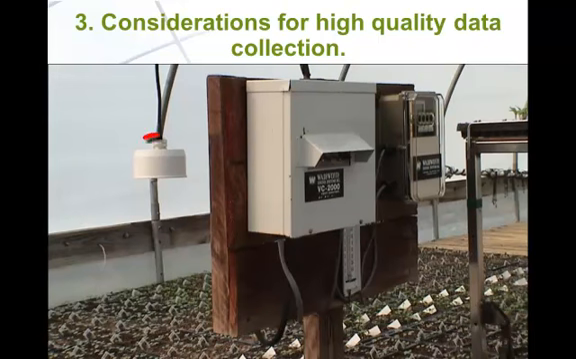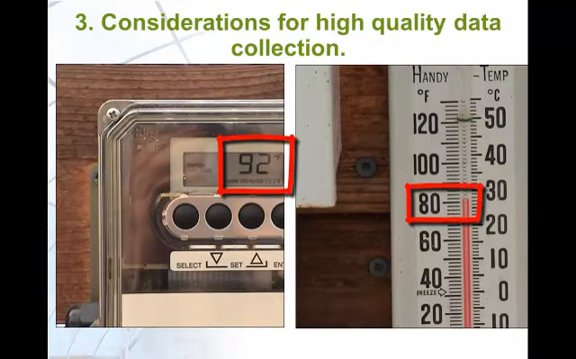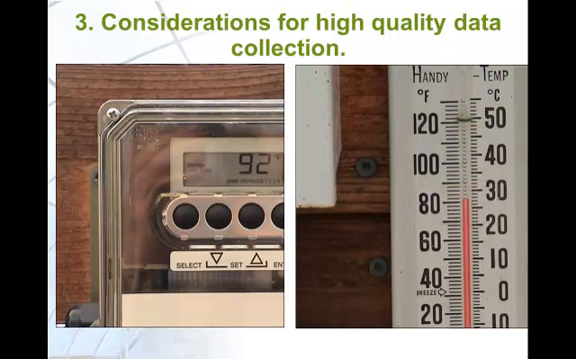Here is a picture of a shielded but not aspirated temperature sensor. Let's have a closer look at the panel so we can see the readout for this electronic temperature sensor. The readout states 92 degrees Fahrenheit, but a nearby expansion thermometer shows 82 degrees Fahrenheit. The electronic temperature sensor will be more representative if it were aspirated as well.